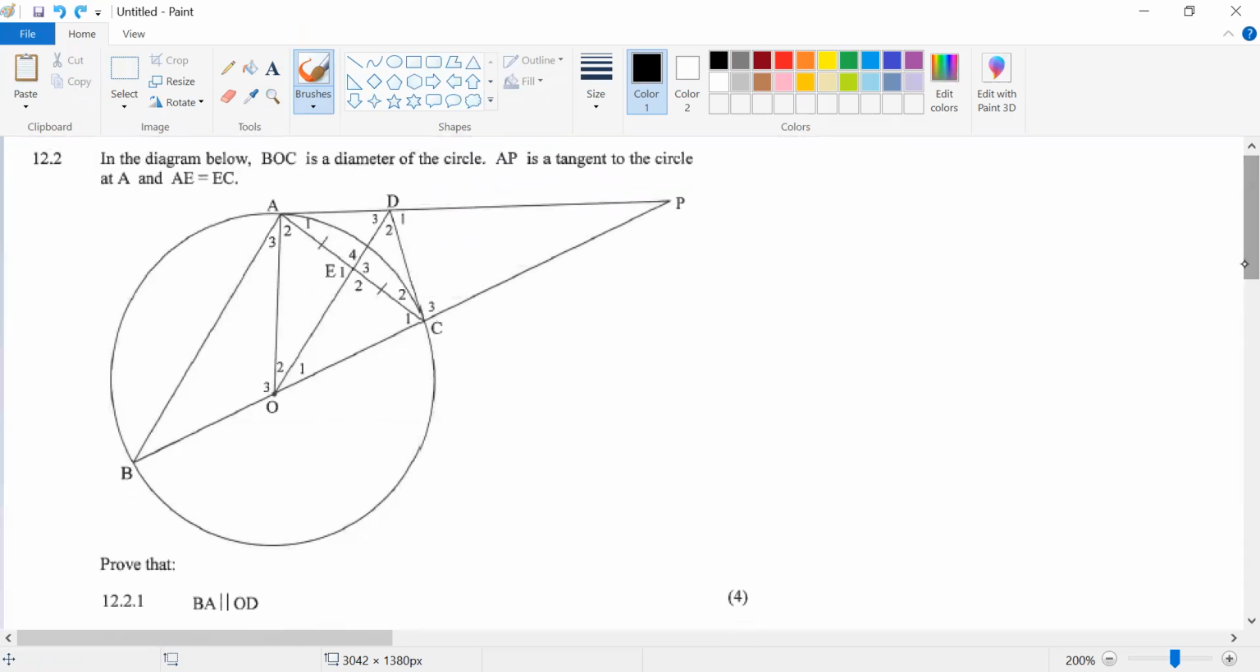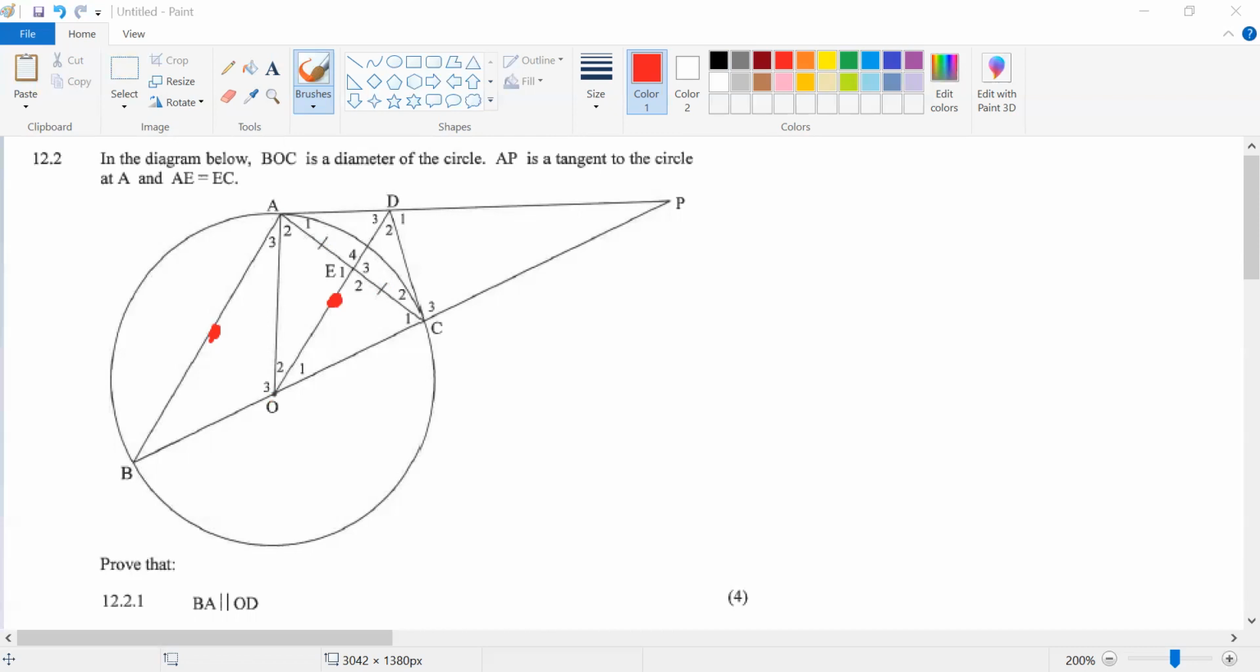We need to prove that BA is parallel to OD. So BA is basically this line right there, and OD is basically this line right there. And in order to prove that lines are parallel, all you need to be able to do is show that the alternate angles are equal, or show that the corresponding angles are equal, or anything that holds true when the lines are parallel. So if we can prove any one of those things to be true, then we are able to just state that those lines are indeed parallel. So let us take a look at what we would need to do here.